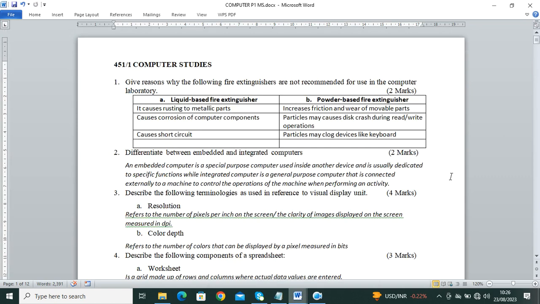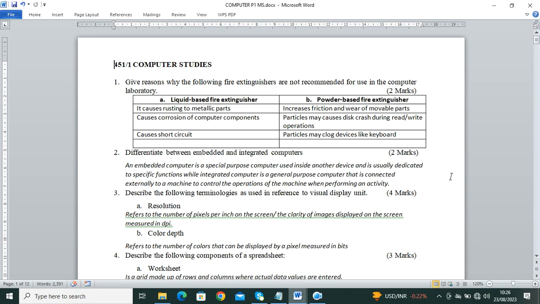So a liquid-based fire extinguisher causes rusting to metallic parts, causes corrosion of computer components, and also can cause short circuit. On the other hand, powder-based fire extinguishers increase friction and wear of the movable parts like the fans. Also, it may just cause clogging, that is the keyboard buttons may clog. So particles may clog or block devices like keyboard. Particles may cause a disk crash during read-write operations.